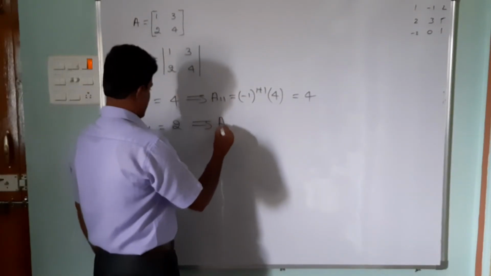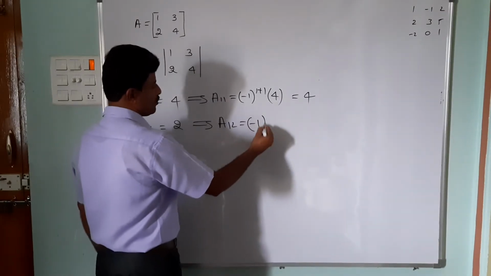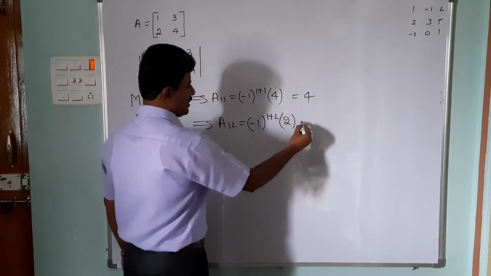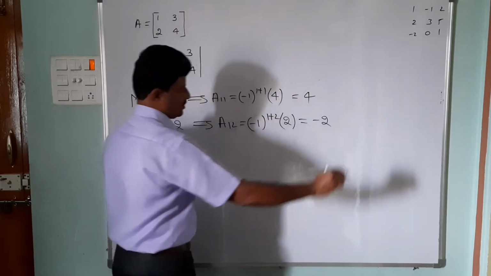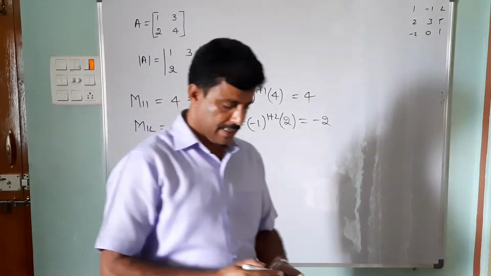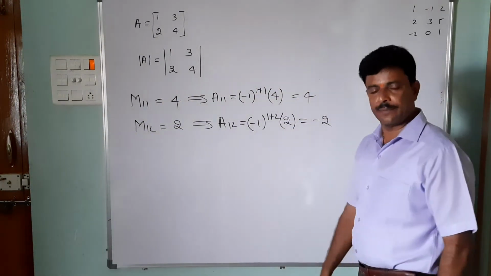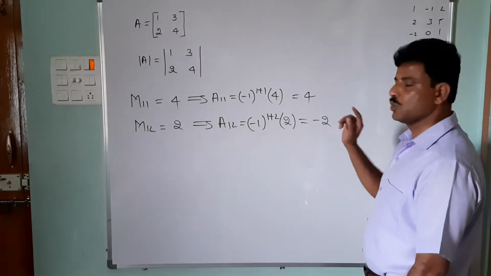So next, M12 is what? For 3, the opposite element is 2, therefore the minor of 3 is 2. Then what is the cofactor of 3? A12 is equal to minus 1 to the power of 1 plus 2 into the minor result 2. Therefore that is equal to minus 2, because 1 plus 2 is 3, an odd number. For an odd number the sign is minus. Minus into plus, minus 2.